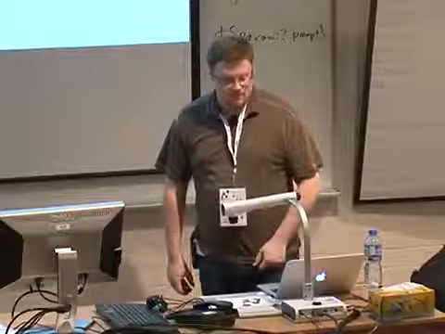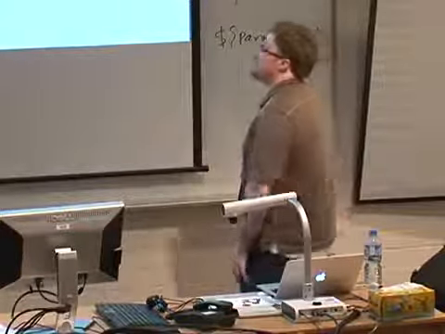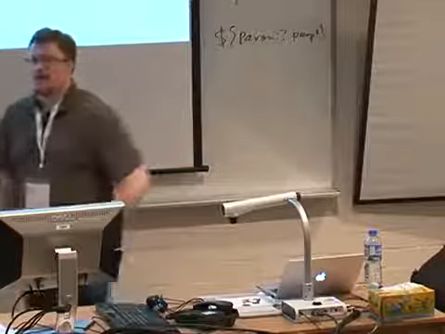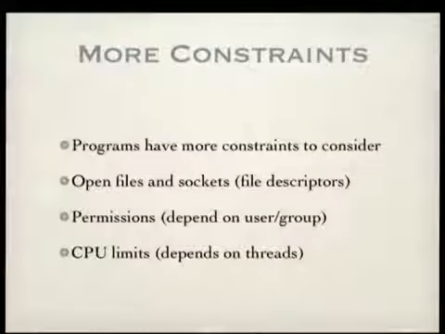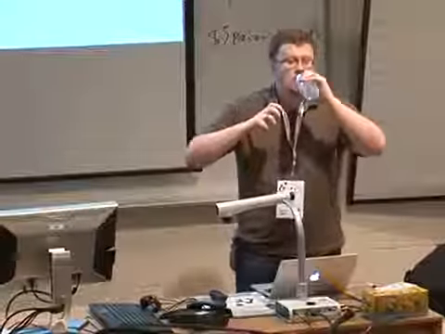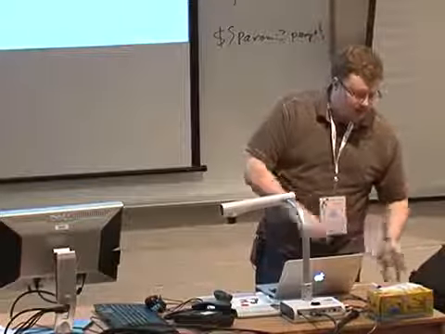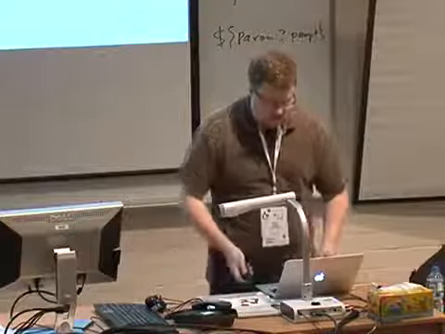Software has certain resources and inputs and makes outputs. It is a lot like servers, it's just software. There are more constraints though, more things to think about when you're talking about running software. He mentioned ulimits, open files and sockets or file descriptors, permissions, CPU limits, which we talked a bit about, single-threaded versus multi-threaded. There's a lot more to think about when you get into the software world.